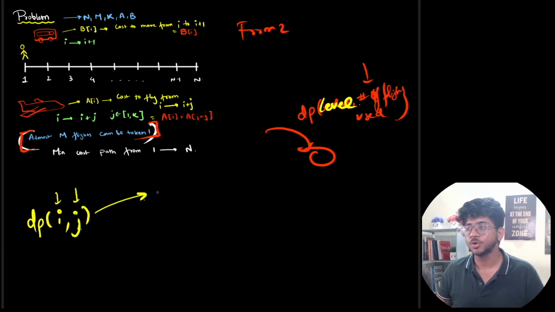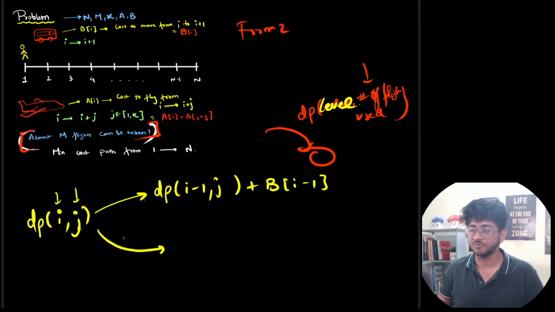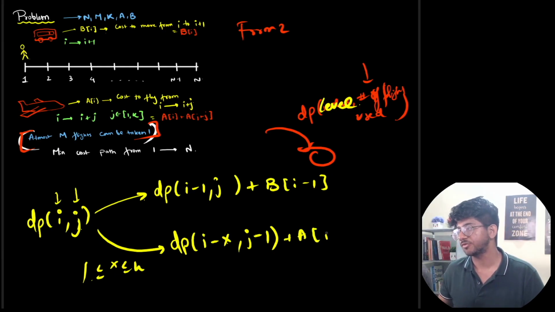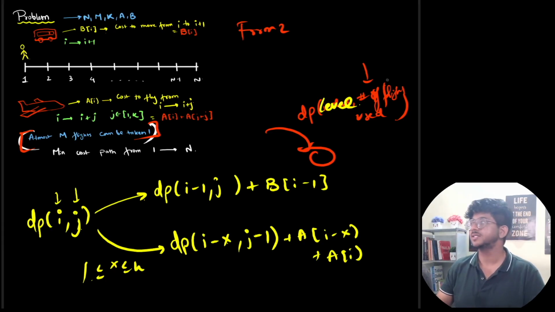So maybe you took a bus, so you're going to go to dp of I minus 1, and you have not taken a flight last time, so you will reach I minus 1 with j flights only, and then you will take a bus plus b array of I minus 1. And if you take a flight from some certain place, dp of I minus x, where x is in the range k to 1, you will use a flight. Till that point, you need to reach in j minus 1 flights, plus a of I minus x plus a of I. This is the transition in case you add this number of flights into the state.